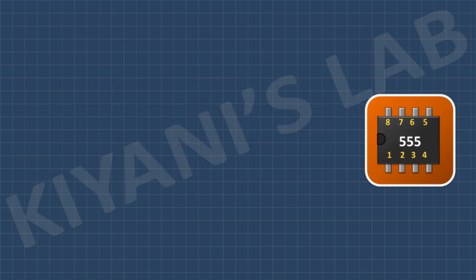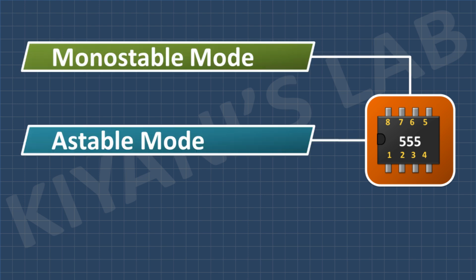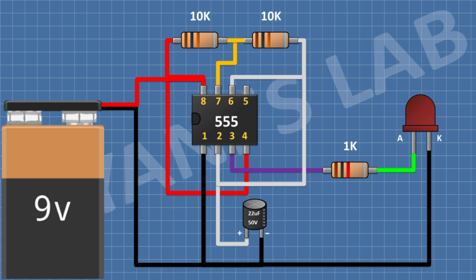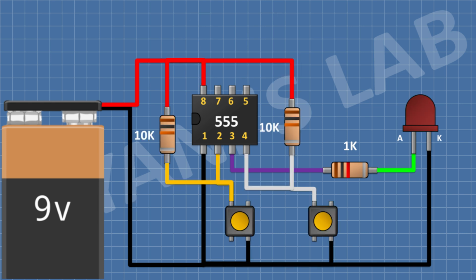The 555 timer can operate in three main modes: monostable mode, astable mode, and bistable mode. In monostable mode, it acts as a one-shot pulse generator where a single pulse is generated when triggered. Astable mode generates a continuous square wave output, making it useful in oscillators and clock signals. In bistable mode, it works as a flip-flop where the output switches between two stable states upon external triggers.